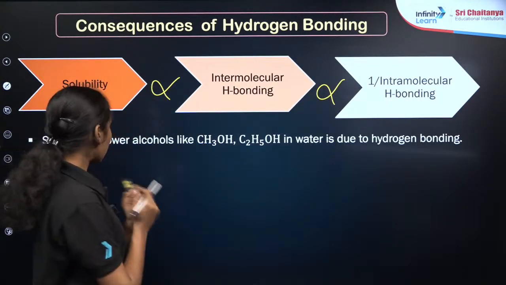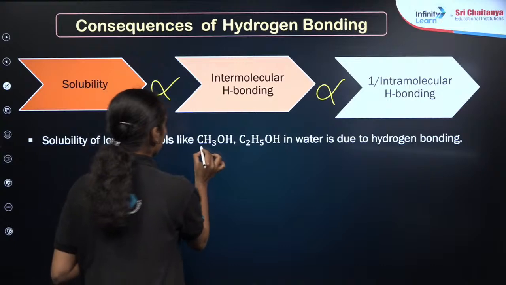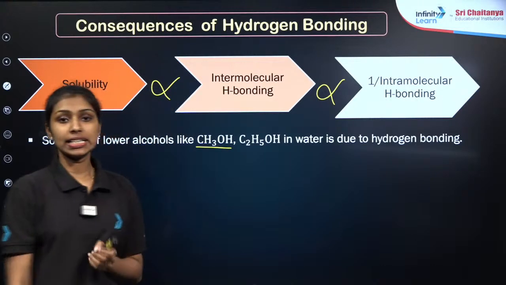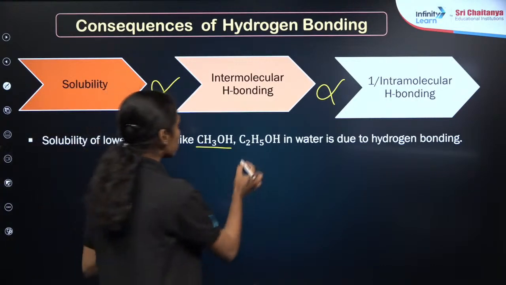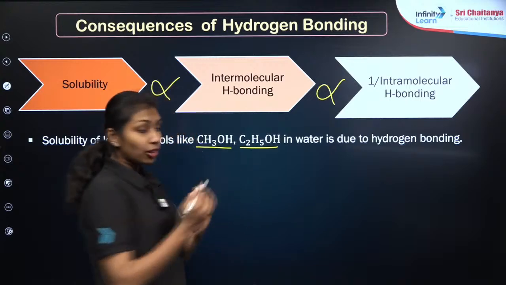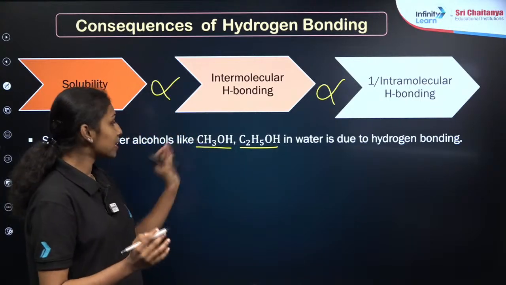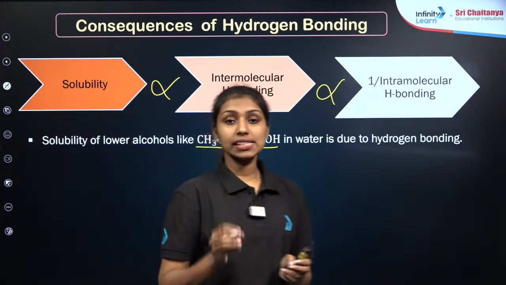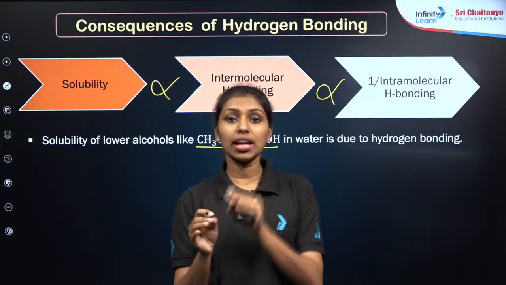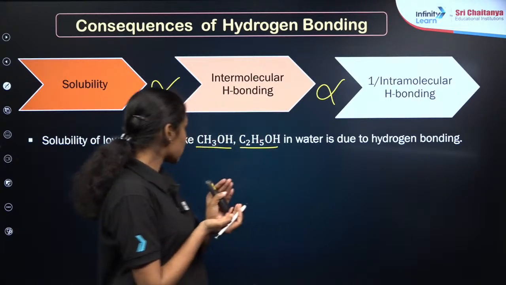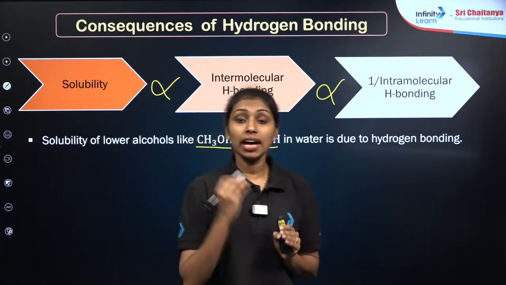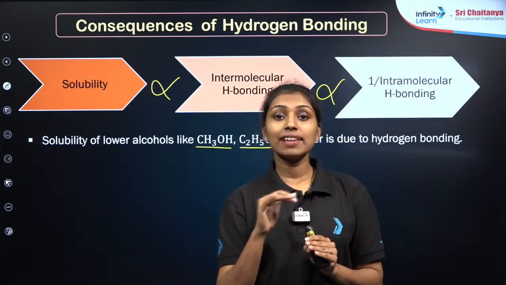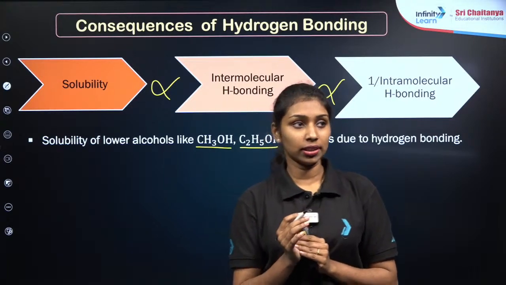Okay, here is an example. For example, if I am taking CH3OH, methanol, or C2H5OH, that is ethanol, in water. Whenever it is introduced into the water, there will be intermolecular hydrogen bonding between the hydrogen atom and the electronegative oxygen, right? So, due to the presence of that intermolecular hydrogen bonding, it will have more solubility in water. Clear?